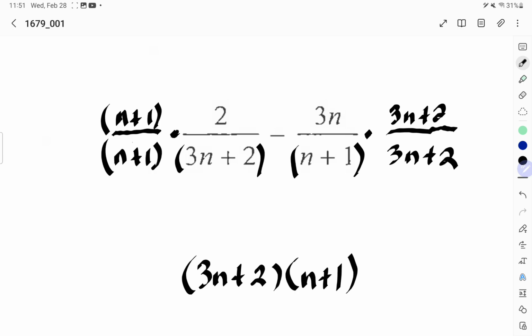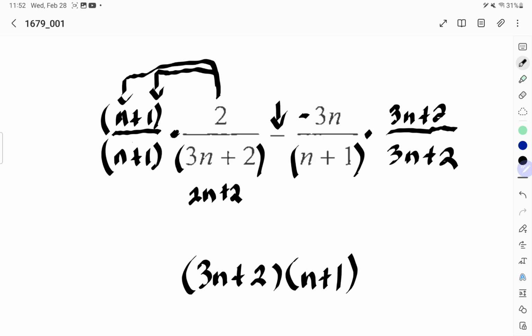Okay, let's go ahead and multiply the top. So I'm going to start with a 2. 2 is going to multiply with 1, and then it's going to multiply with the n. Okay, so let's do that real quick. 2 times n is going to be 2n. 2 times 1 is going to be 2. Let's go ahead and do the other one. Don't forget we have minus, so that's a minus 3.